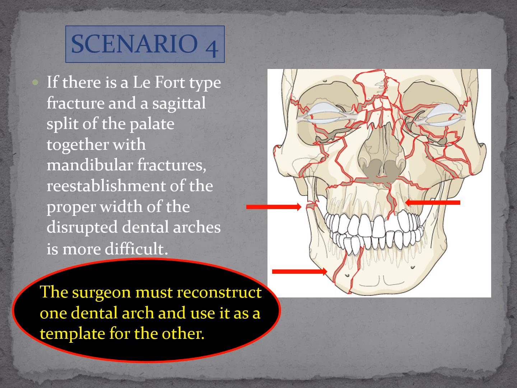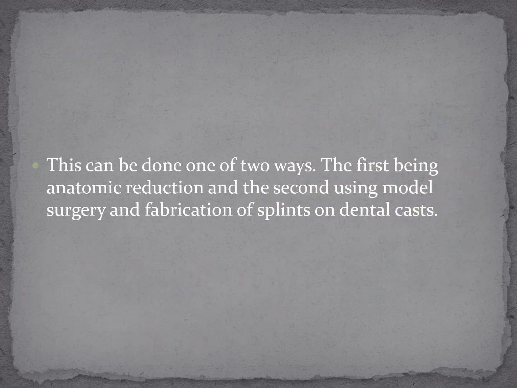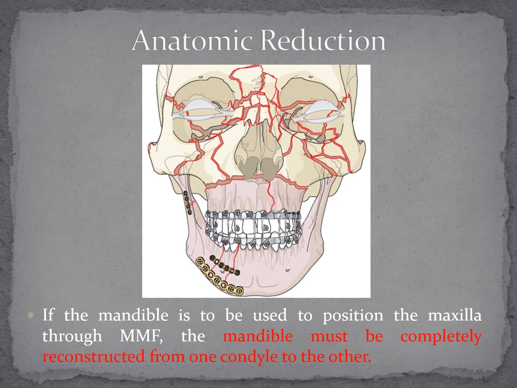Now, it will all depend on which arch is more comminuted and more broken, and the lesser one is always chosen to be the template. Right. So, how do we do this? We can either begin by simple anatomic reduction or by using model surgery and application of splints. So if the mandible is used to position the maxilla through maxillomandibular fixation, the mandible must be completely reconstructed from one condyle to the other.